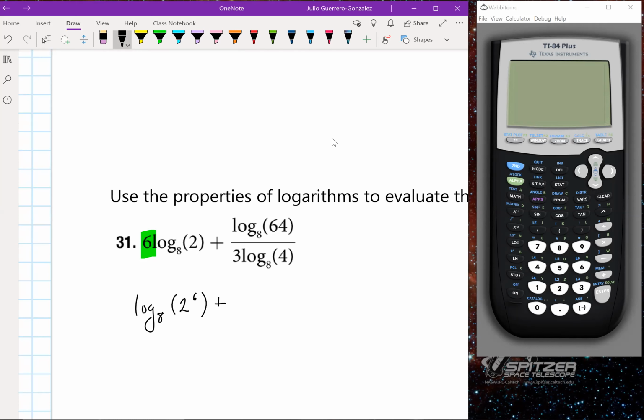Plus log base 8 of 64. And then you have another exponent here. It'd be a log base 8 of 4 to the 3rd power.